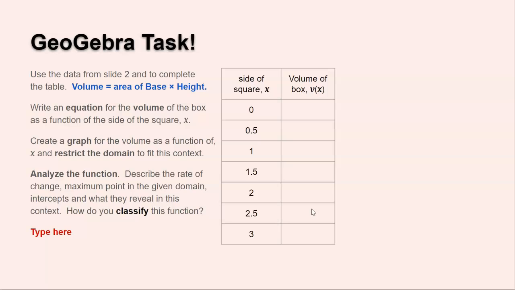I do ask them for the maximum point. This is not a vertex, and you might want to talk about that as a class. And then describe what they reveal in this context, the domain, the intercepts, the maximum point, and all that. And they'll just type here. This text will shrink as they type, so it's not a lot of space there, but it'll kind of grow with them as they type.